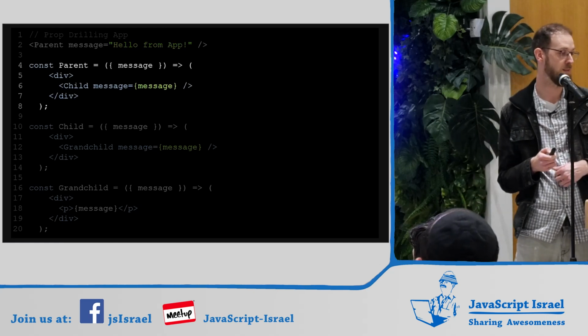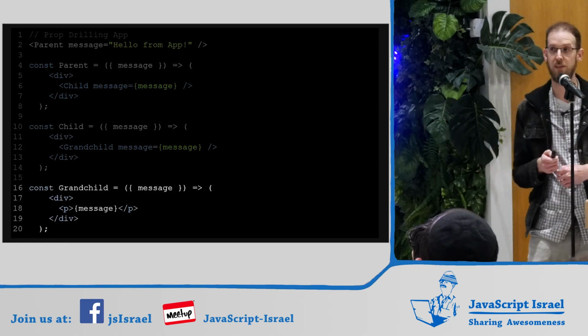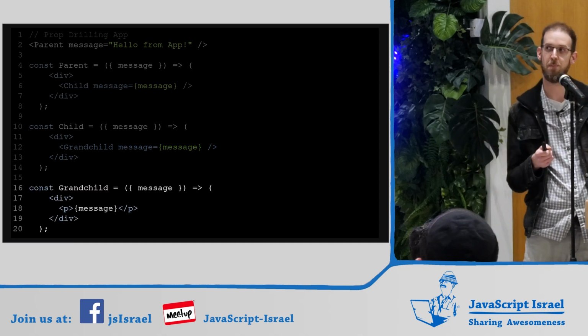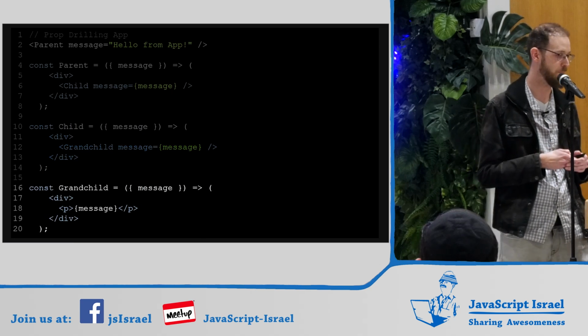This goes into the parent component. This goes into the child component. And then that goes into the grandchild component. And if you have a really complicated tree, this gets passed further down the line, and you have to update props on each component along the way.